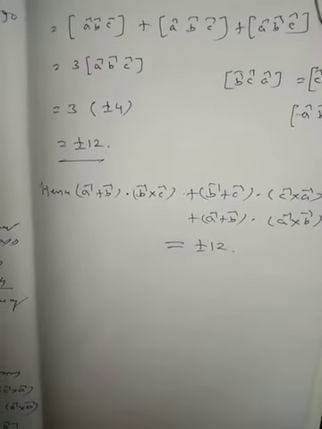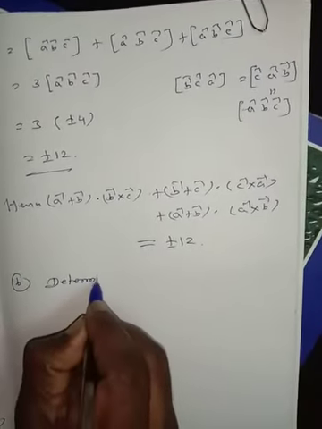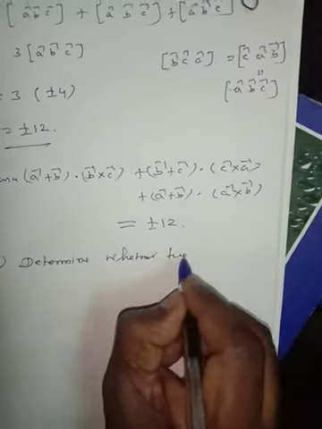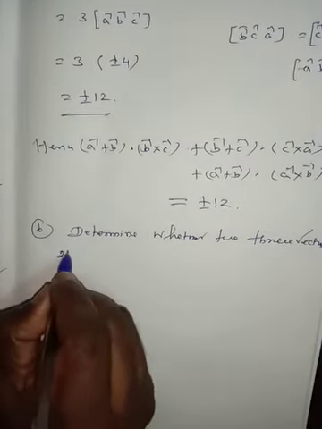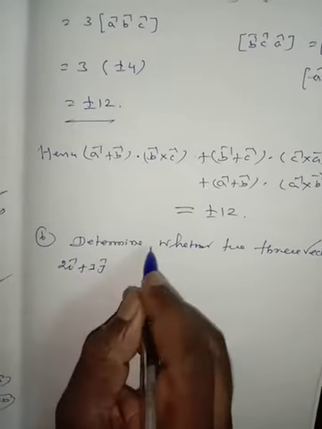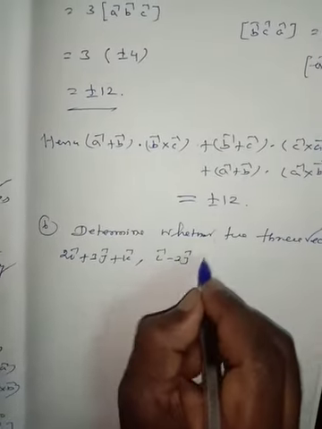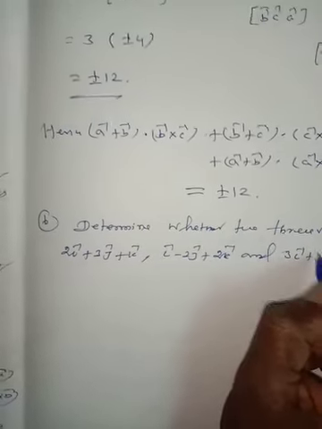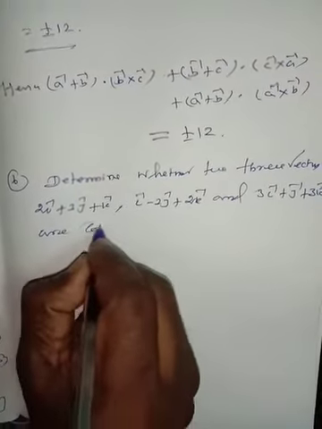Next question number 6. Determine whether the 3 vectors 2i vector plus 3j vector plus k vector, comma i vector minus 2j vector plus 2k vector and 3i vector plus j vector plus 3k vector are coplanar or not.